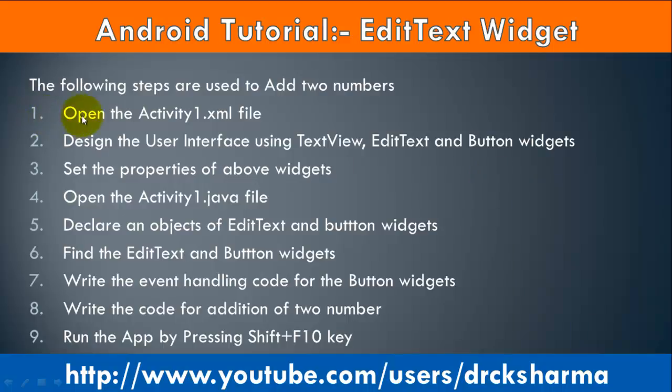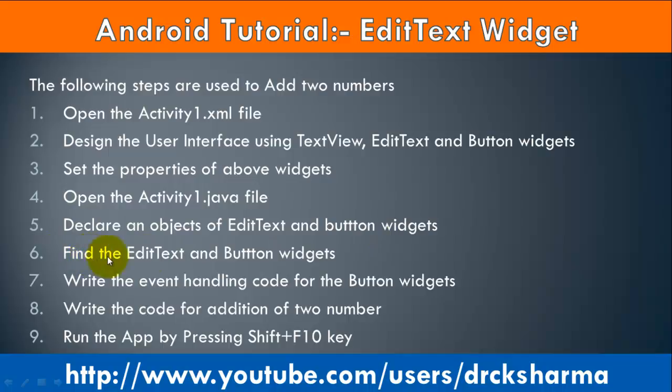Step 1. Open the activity1.xml file. Step 2. Design the user interface by using text view, edit text box and button widgets. Step 3. Set the properties of text view, edit text and button control. Step 4. Open the activity1.java file. Step 5. Declare objects for edit text box and button control.